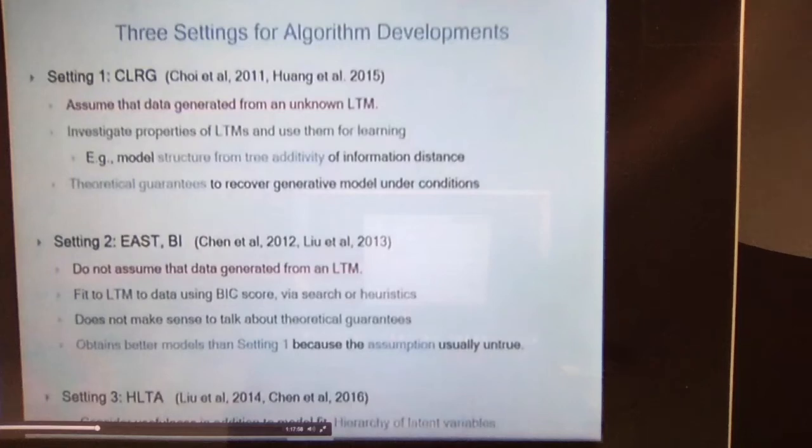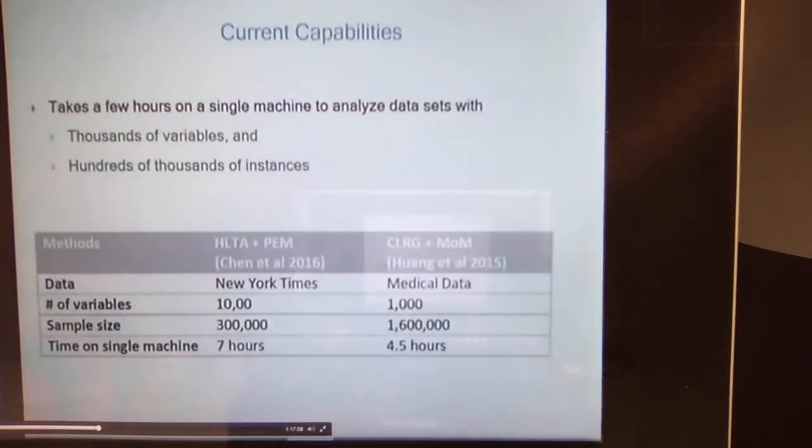The third setting is an extension of the second setting. Here we care about how the model fits the data, but also want to consider the usefulness of the model. For example, we want to have a hierarchy of variables. Now we have algorithms that can handle data sets with thousands of variables, for example, here I have 10,000, and hundreds of thousands of instances, or even 1 million. Here's 1 million, here's 300,000. It can be done on a single computer in just a few hours.